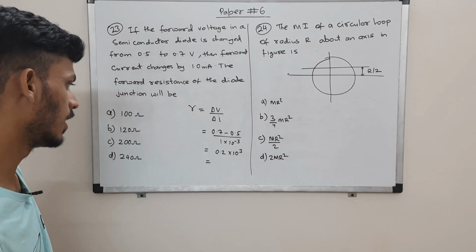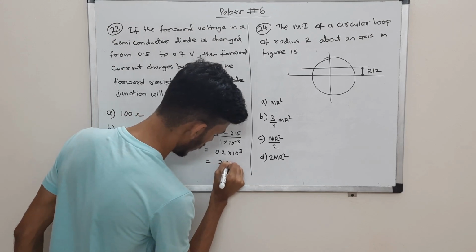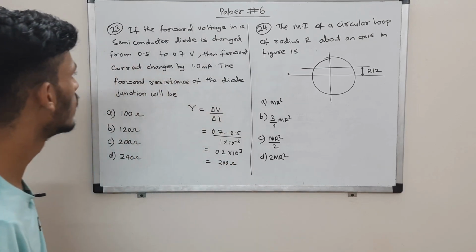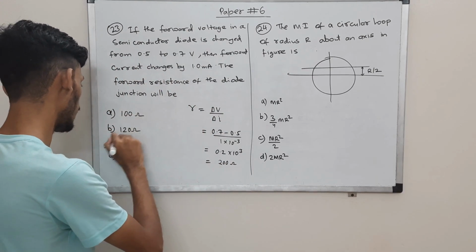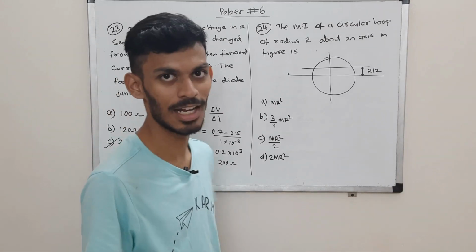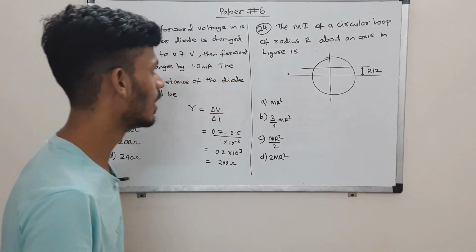Okay, and that will be 200 ohms. Yes, everything is in SI. So option C, 200 ohms is the correct choice over here. Okay, let's come to this one.